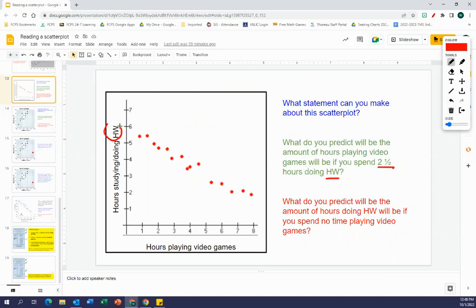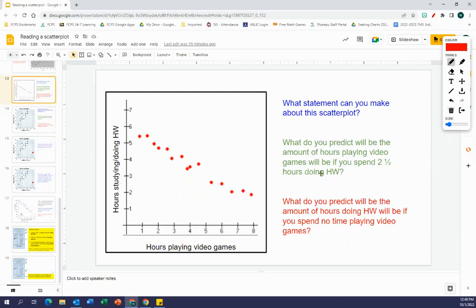All right, so here's my homework axis. Here's 2.5 hours. So let's look across. Here's where a lot of those dots are. Let me look down. So I might predict 5.5 hours playing video games if I spent 2.5 hours on homework. But maybe I could say 5.2 or 5.8. In that general area, all would be excellent predictions.